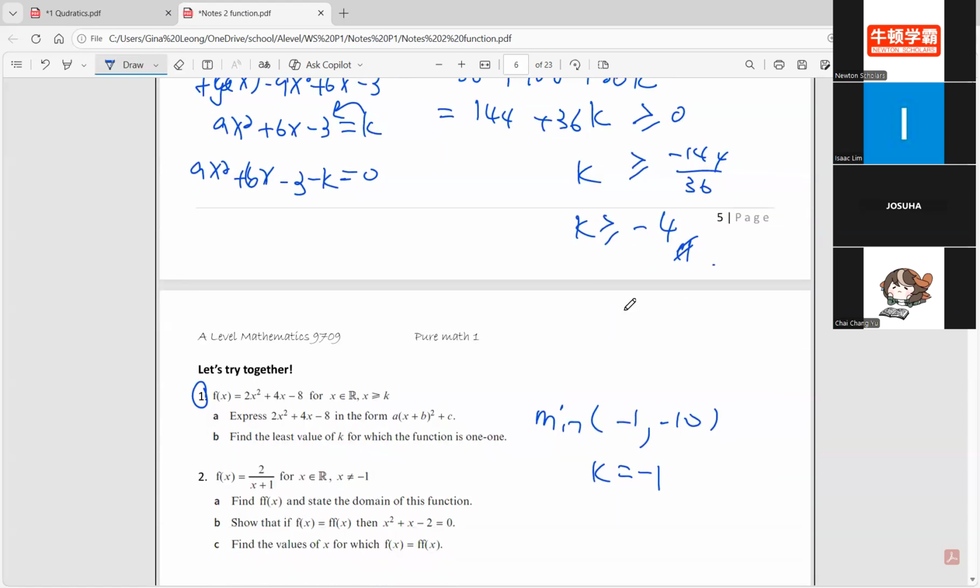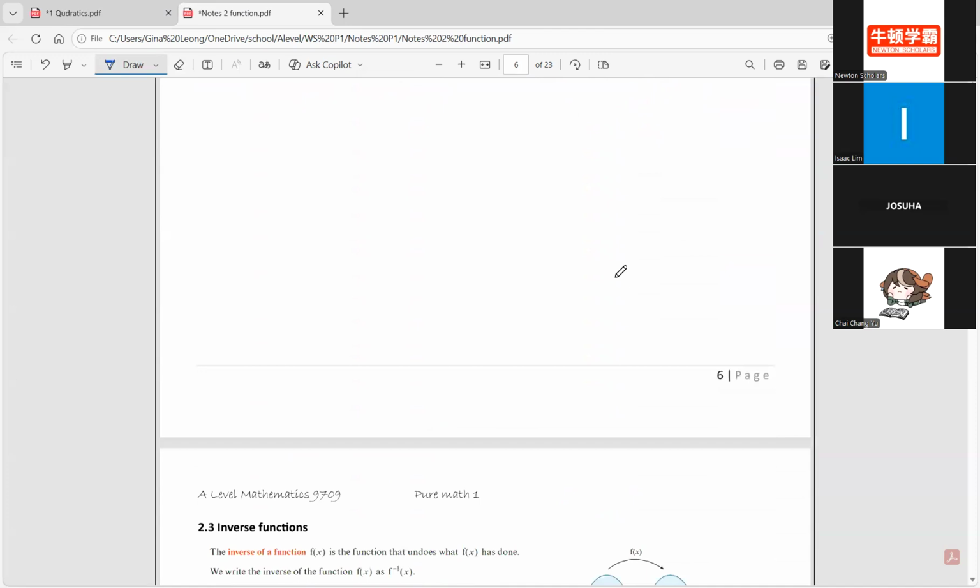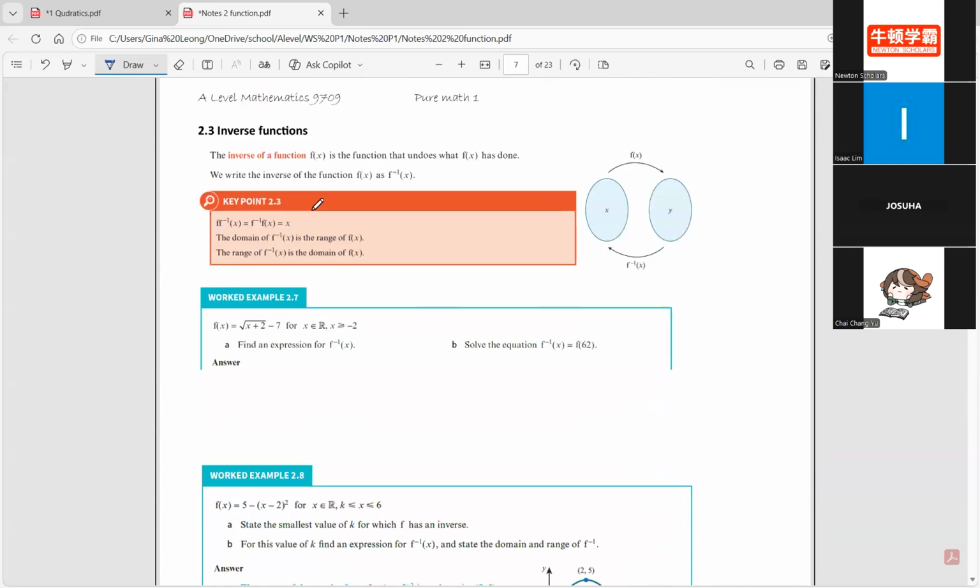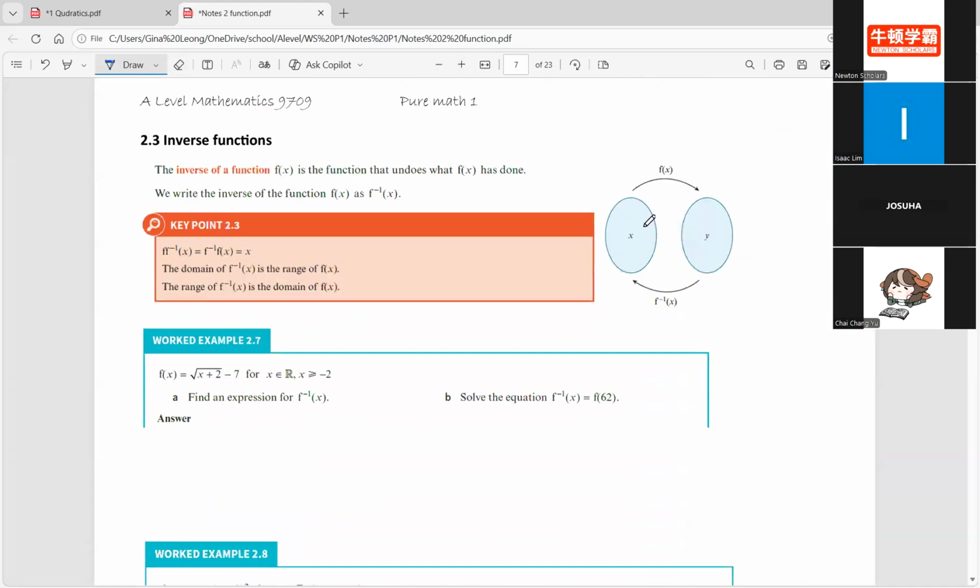We move to 2.3, inverse function. Inverse function also has certain criteria. Again, only a one-to-one function can have an inverse. Then the domain for the inverse is actually the range for the function, and the range for the inverse is actually the domain for f(x). Because it's opposite.